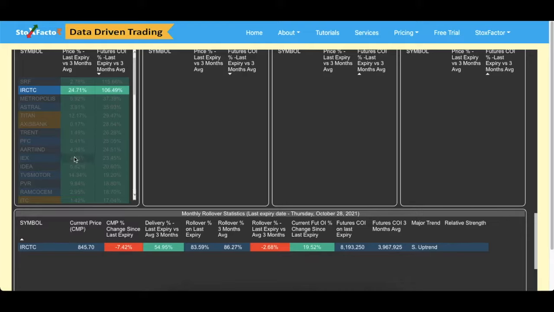Now friends, let's focus on some other stocks. Suppose we focus on Titan, right? So we click on this stock and we have a very good price change. We have a good change in futures cumulative open interest. And now let's focus on the data. You can see the rollover percentage is also at par.